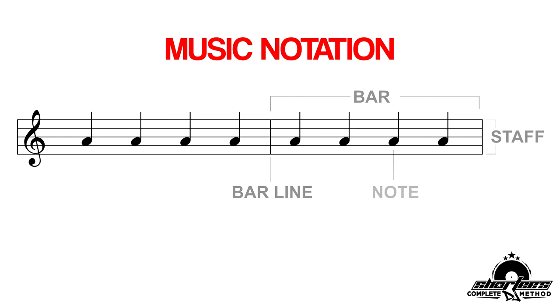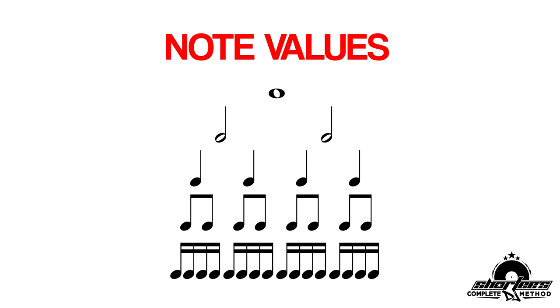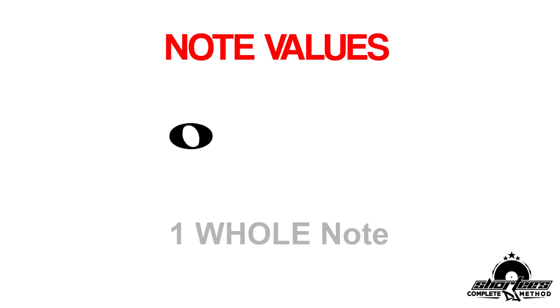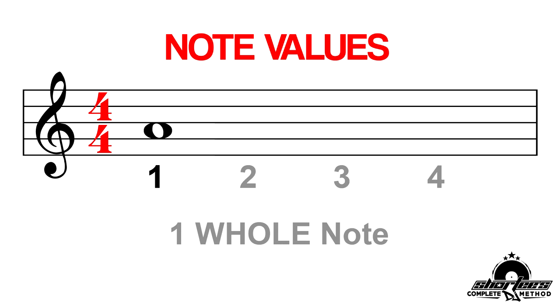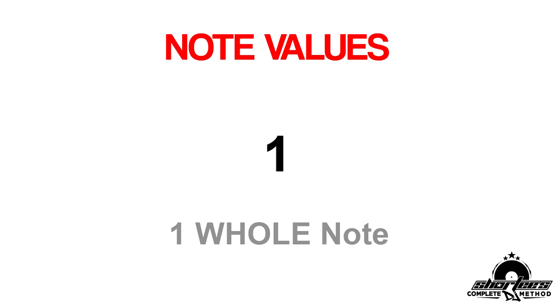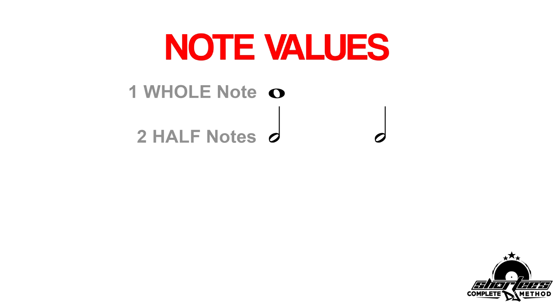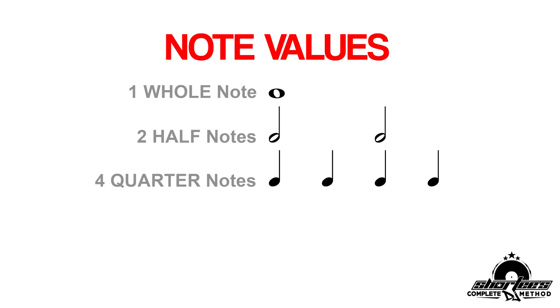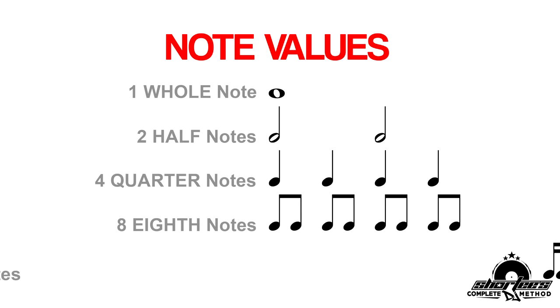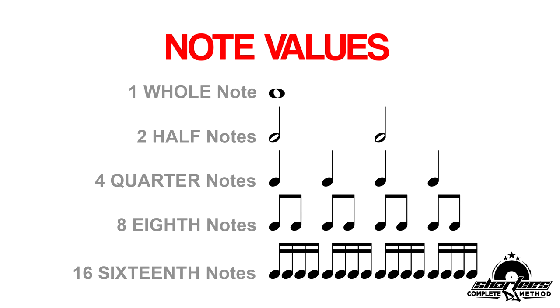Notes are symbols that show how long a sound lasts. There are different kinds of notes and they all relate to each other mathematically. The longest sounding note is the whole note. It lasts for four beats, and you can only have one whole note in a bar. One whole note is equal to two half notes, four quarter notes, eight eighth notes, and 16 sixteenth notes.